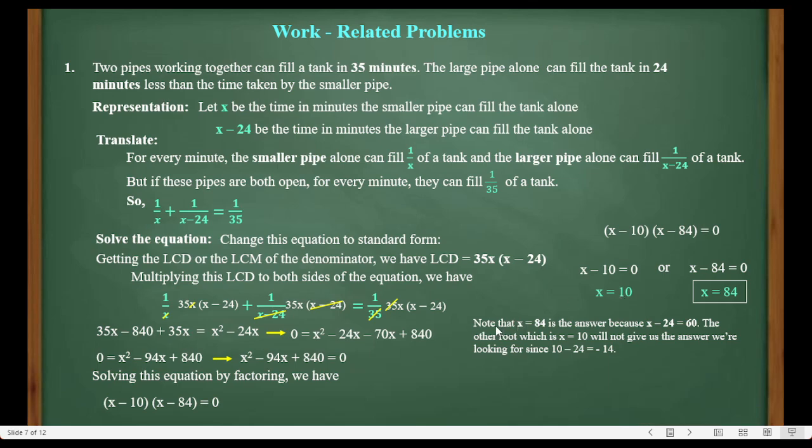Note, this is the reason. Note that x, which is equal to 84, is the answer because x minus 24 will give the result of 60. The other root, which is x equals 10, will not give us the answer we're looking for, since 10 minus 24 will result to negative 14, which happens to be the time in minutes the larger pipe can fill the tank alone. So there's no such thing as a negative answer in terms of time, or in terms of number of minutes for the larger pipe to fill the tank alone.